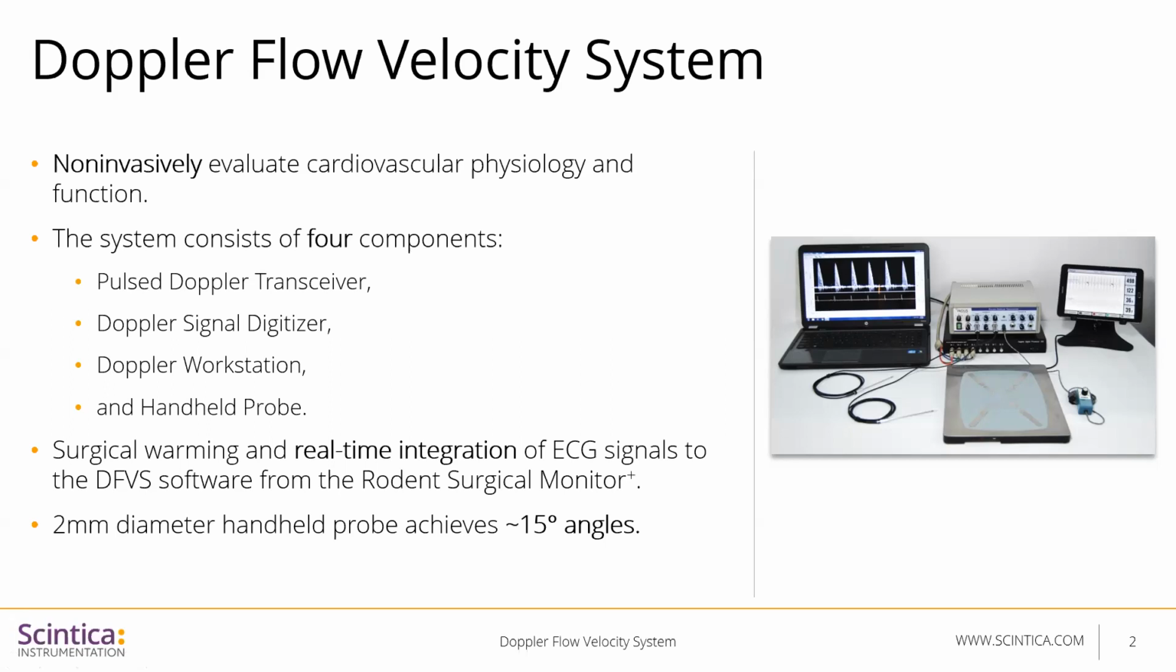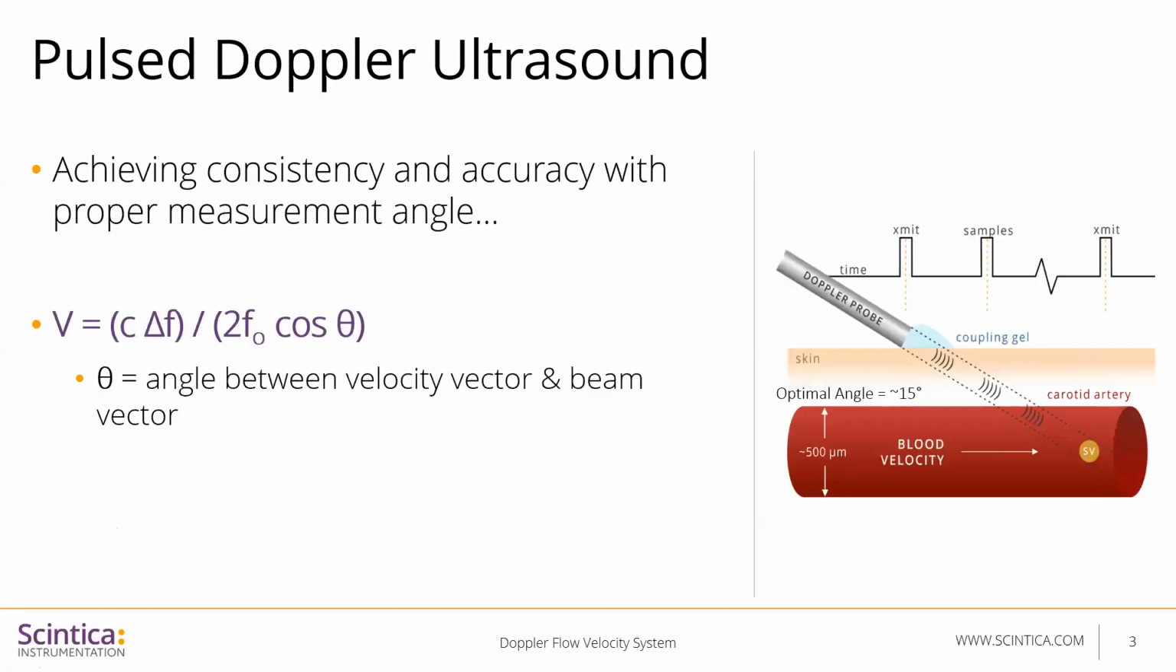And then the probe itself is about 2 millimeters in diameter. And on the next slide, we'll talk a little bit where angle becomes important, but having such a small probe does allow us to have a nice small angle when measuring the blood flow velocity.